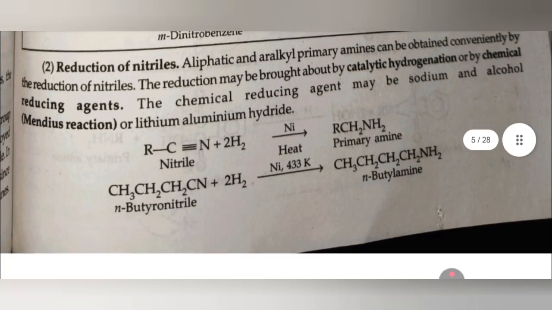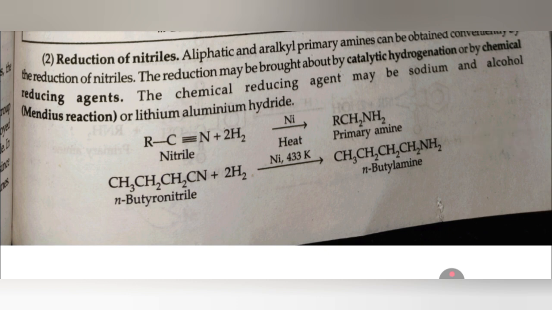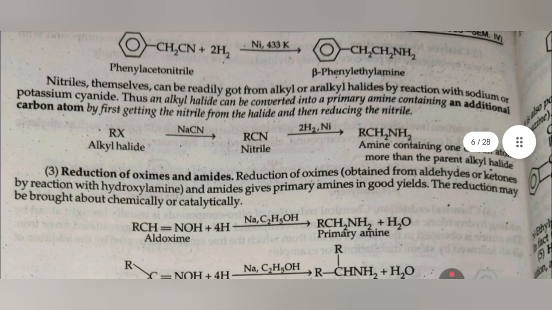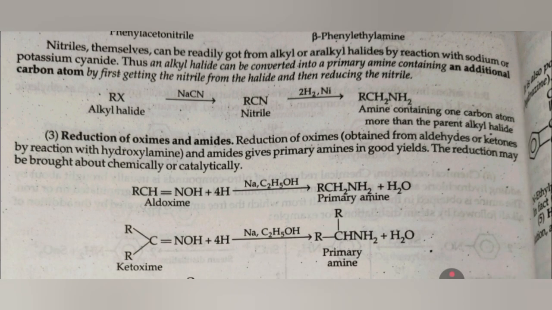Second is reduction of nitriles. Aliphatic or alkyl primary amines can be obtained conveniently by reduction of nitriles. The reduction may be brought about by catalytic hydrogenation or by chemical reducing agents. The chemical reducing agent may be sodium and alcohol, Mannich reduction, or lithium aluminium hydride. Nitriles themselves can be readily got from alkyl halides by reaction with sodium or potassium cyanide. Thus, an alkyl halide can be converted into a primary amine containing an additional carbon atom by first getting the nitrile from the halide and then reducing the nitrile.